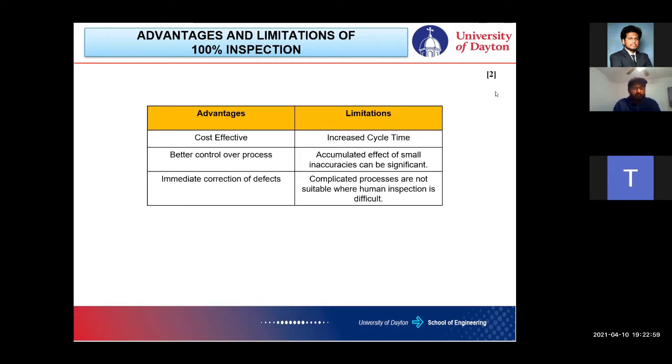So, in general, human inspections are considered to be as good as automated and statistical sampling inspection when performed correctly. Automation isn't necessarily better and is only used when it is impossible for humans to find defects in the product.